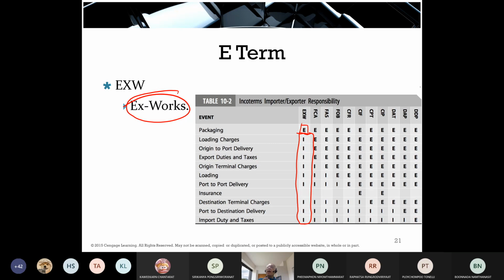A lot of the time when I deal with international sellers, they would propose a very low price for the product with the term Ex Works, because all the responsibilities will fall on me as a buyer. If you have to deal with an international seller, I would highly recommend you not to choose this term, because you have to bear all the risks.